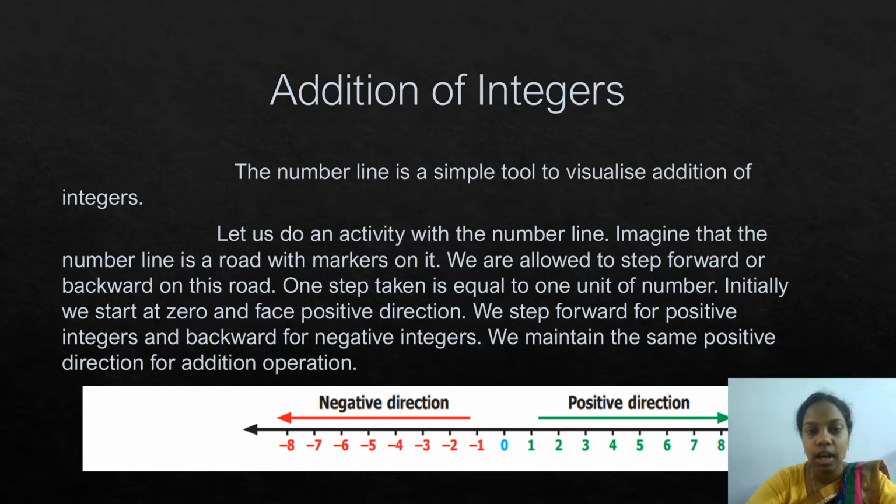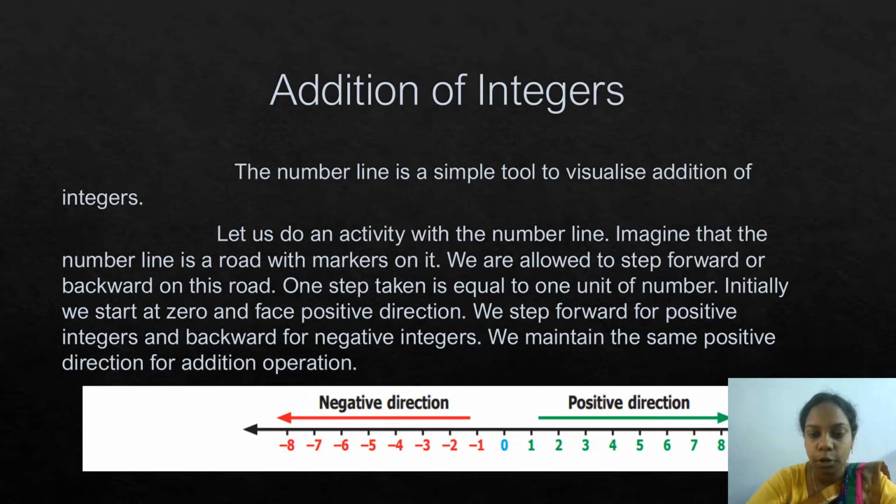Let us do an activity with a number line. Imagine that the number line is a road. Okay, we'll imagine that it is a road and you are standing at a point. At one point you have to move forward, or otherwise at the other point you have to move backward. So we'll consider the forward point to be positive and the backward point to be the negative part. See in the picture as given.